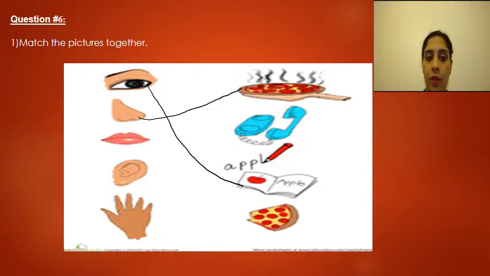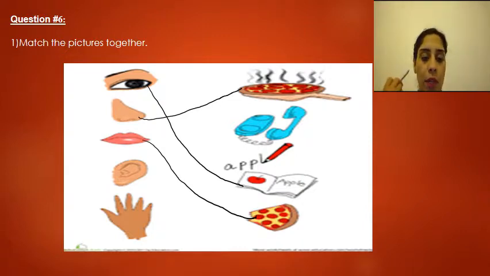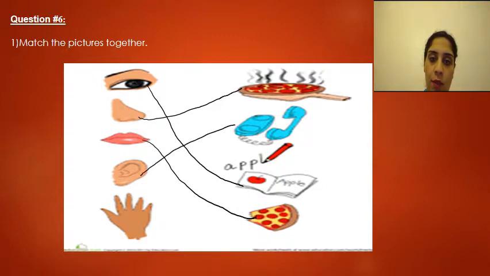Now, let's move to the sense of taste. We have to ask ourselves, what do we do with our mouth? We taste or we eat food. Let's go to the pizza. Actually, we taste the pizza. It's so delicious. Now, regarding using our ears, we have to check which picture we have to match it with. When the phone is ringing and we want to answer it, we use our ears to answer the phone call.